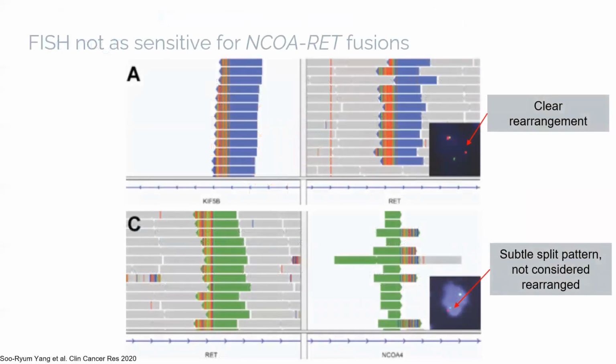In this slide, one can see a clear rearrangement in the top panel as the red and green probes are split very far apart, and this is an example of a KIF5B RET fusion. In the bottom panel, the red and green probes have a very subtle split pattern and are very close together. This was an NCOA4 RET fusion, and this case did not meet clinical criteria for rearrangement calling.